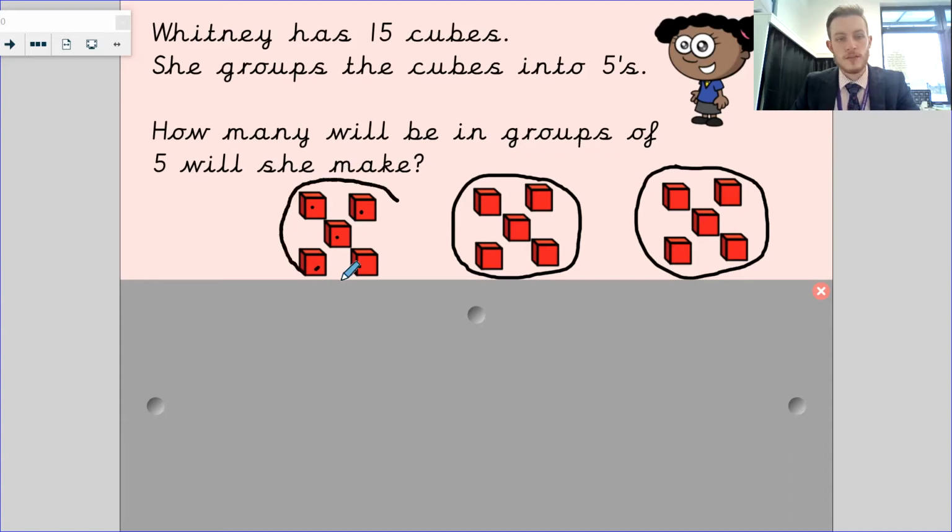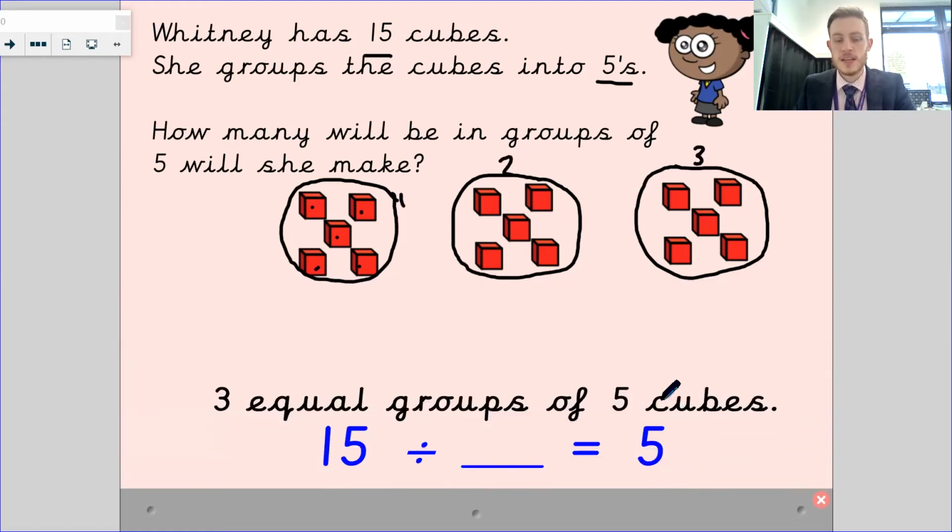Super. So I had 15 to start with. That was my total I started with. She wanted me to group them into 5s. So remember, my last number, groups of 5. My first number, 15. So I'm looking at how many groups. My middle number is how many groups of 5 I made. Well, I've made 1, 2, 3 groups of 5. 3 equal groups of 5, so 15 to start with, 5 in each group. I've got 3 equal groups of 5.